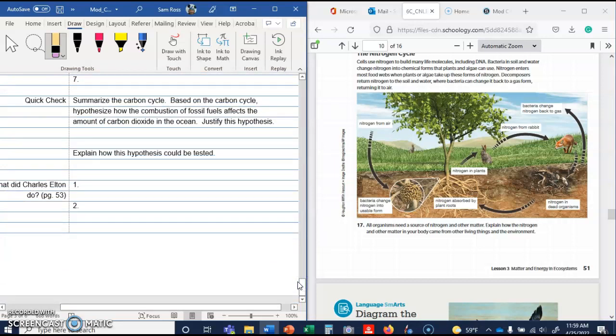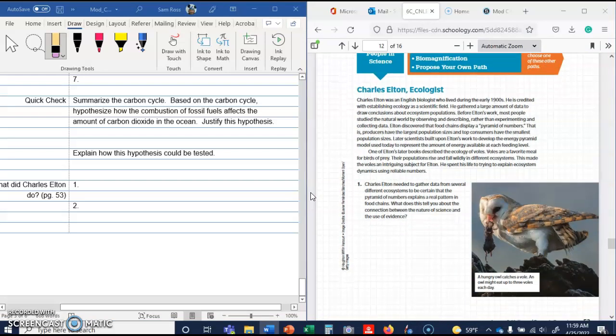Okay, and the last thing we have here is, what did Charles Elton do? He did two things, and this should be on page 53. So we're on page 51. Let's scroll down. It says he is credited with establishing ecology as a scientific field. That would be one. Let's see what he did. It says he discovered that food chains display a pyramid of numbers. So basically, it says he spent his life trying to explain ecosystem dynamics using variable numbers. It says he gathered a large amount of data to draw conclusions about ecosystem populations. So why don't we say that he was credited with establishing ecology and that he gathered a large amount of data to draw conclusions about ecosystem populations? Those will be the two things that we put right here.